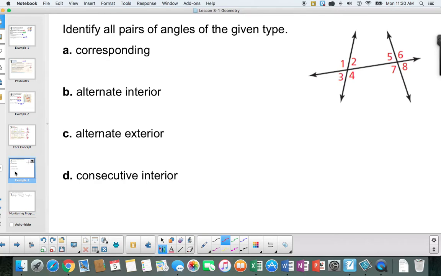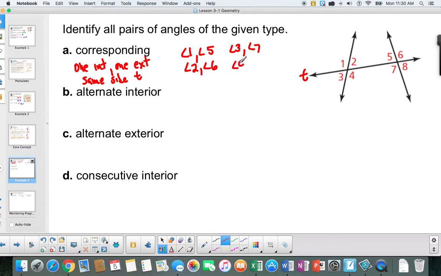Okay, let's practice. We want to find some corresponding angles. Let's make sure that we understand where the transversal is. This is the transversal. Corresponding angles is 1 interior and 1 exterior, and they have to be on the same side of the transversal T. So that would be angle 1 and angle 5. You could also say angle 2 and angle 6. You could also say angle 3 and angle 7, and you could say angle 4 and angle 8. All of them are non-adjacent angles.